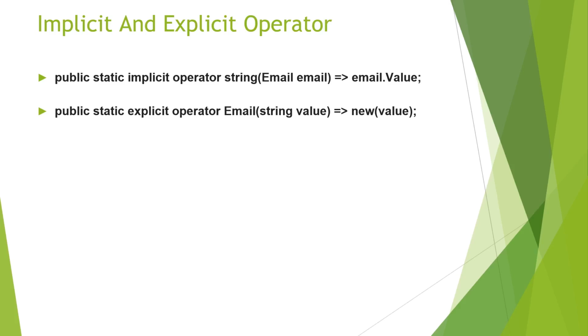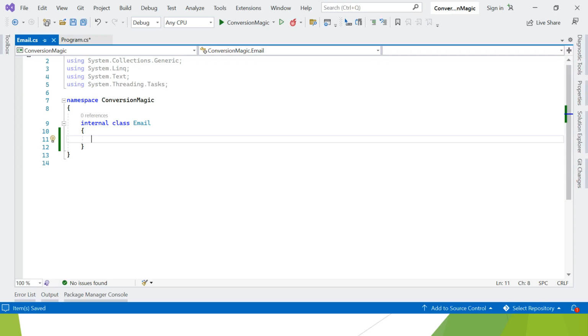It should be public, it should have the static keyword, and implicit. If you want to make it implicit, you use the keyword implicit. If you want to make it explicit, you use the keyword explicit. Then we define the operator we are overloading. This is the string we are going to return, and this is the email we get as input. So this is the input and this is the output. In the function, we output this, and we input this here. Same here also: we are going to return the email object, and we take a string as input.